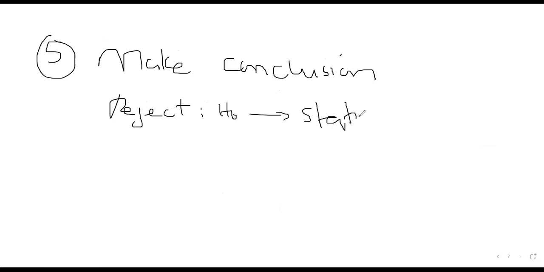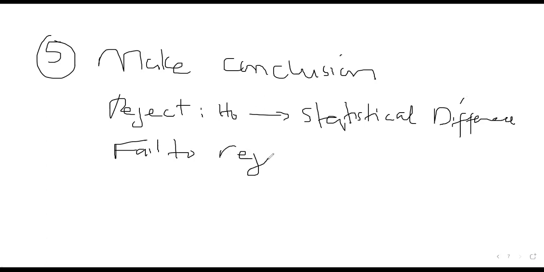When we fail to reject, at master's level, we don't usually use the word accept because it may not be the exact premise that you have. So we say fail to reject. It's the same as accept. Fail to reject H0, which means there is no difference at all. All right.